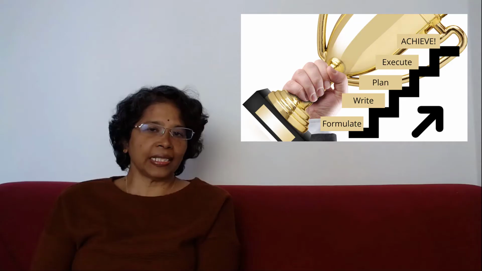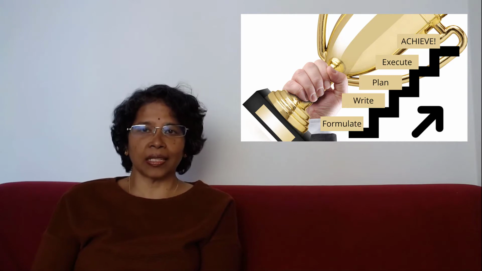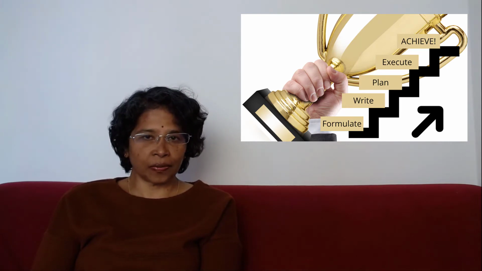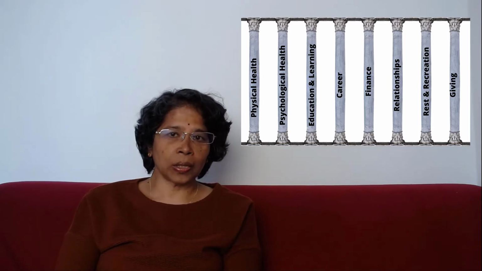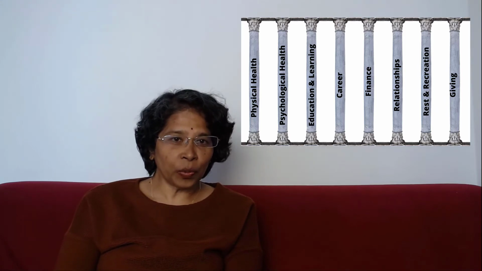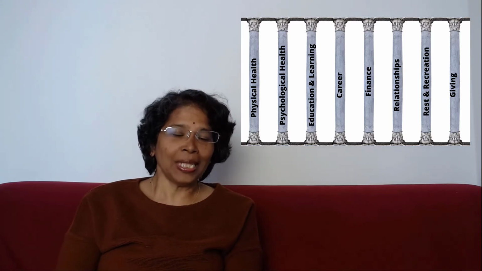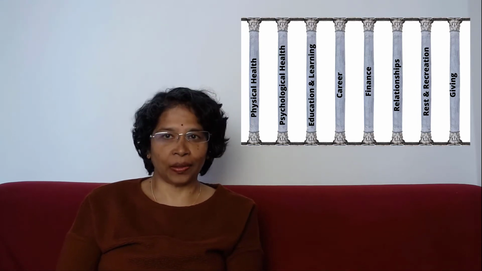As a recap, there are 5 steps to setting and achieving a goal. Formulate, write, plan, execute, and achieve. Today we are going to specifically focus on formulate and write and touch a little on planning and executing. Also, as established earlier, we have to set goals in these 8 areas. Today we will look at an example in setting a goal within the area of physical health.